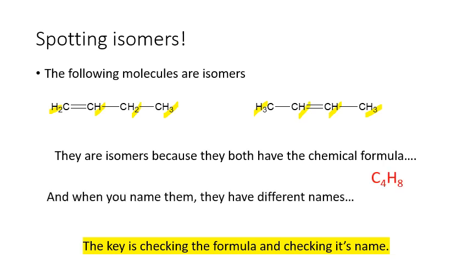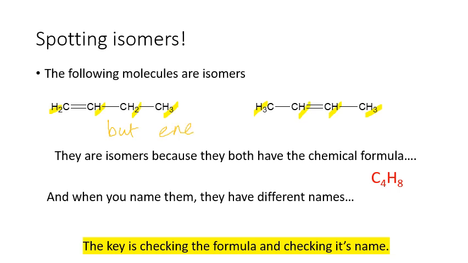And you need to name them. If they've got different names, then they're isomers. So let's name them. We look at the one on the left here. We've got 4 carbons, so but is the prefix. It's an alkene, so therefore we would call this butene.